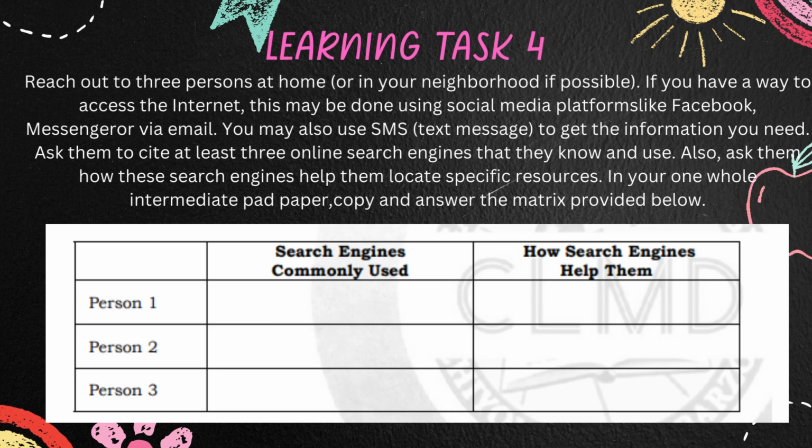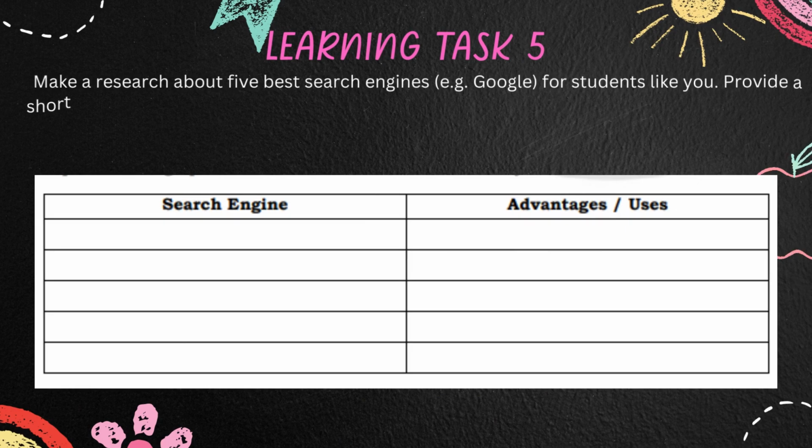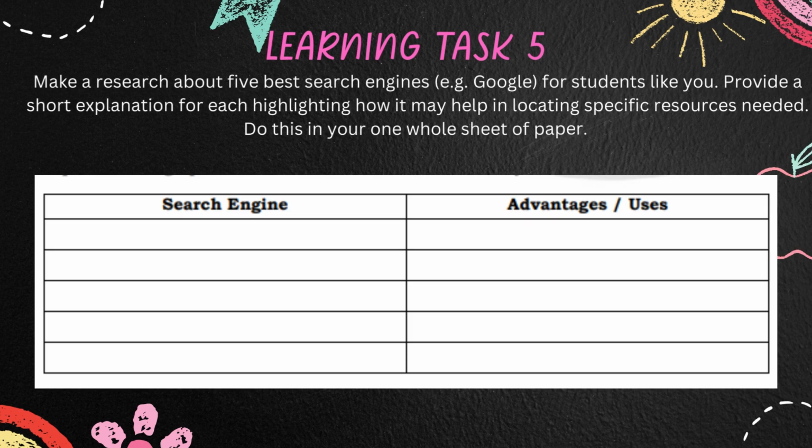And lastly, we have learning task number 5. You're going to do research about the five best search engines for students like you. Provide a short explanation for each, highlighting how it may help in locating specific resources needed. You're going to do this on one whole sheet of paper. And that's it for today. That's the conclusion of our lesson 2, week 2.